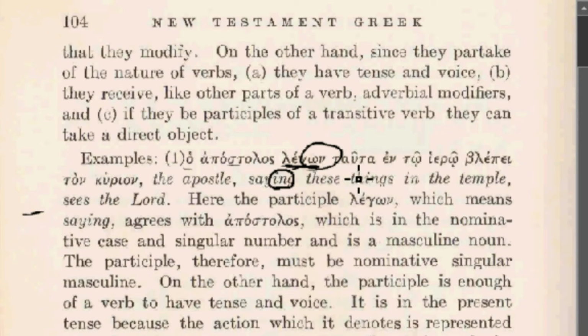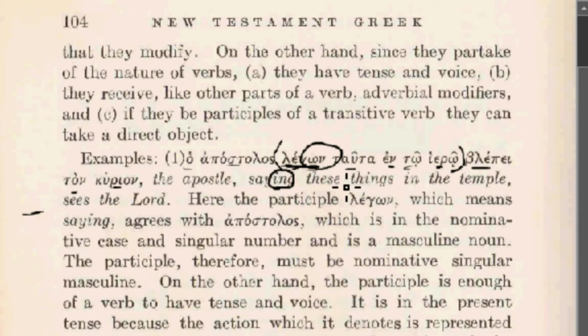So I've got ho apostolos, the apostle, legon, saying, tauta, these things, en to hiero, in the temple, blepei ton kurion, sees the Lord. So the apostle, saying these things in the temple, sees the Lord. The basic sentence, of course, if we leave out this participle phrase, is the apostle sees the Lord. That's the basic sentence. This phrase is a participle phrase.